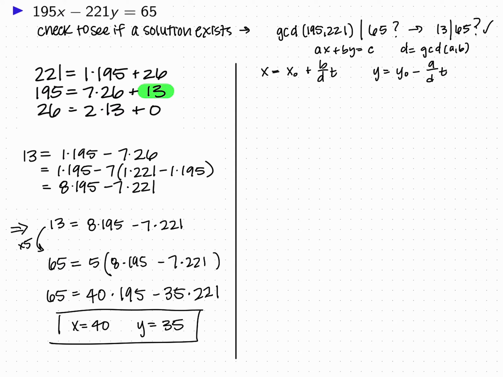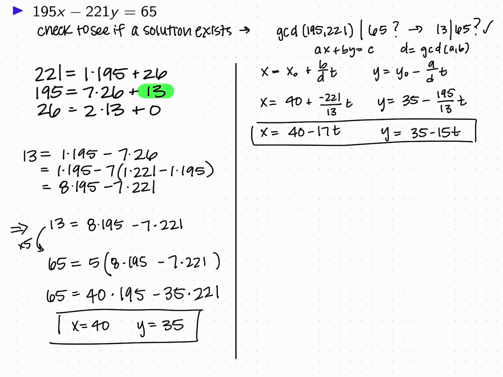Okay, so let's clean this up. So x is x naught, well, that's 40. That was our original. Plus b over d, that'll be negative 221 over 13 times t. And then y is, our y value was 35 minus 195 over 13 times t. And cleaning these up, we get x equals 40 minus 17t, and y equals 35 minus 15t. So this is our set of parametric equations that will describe all solutions.